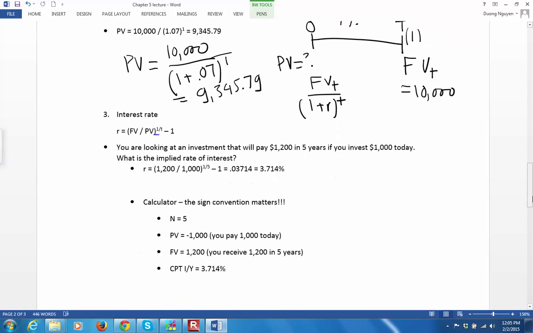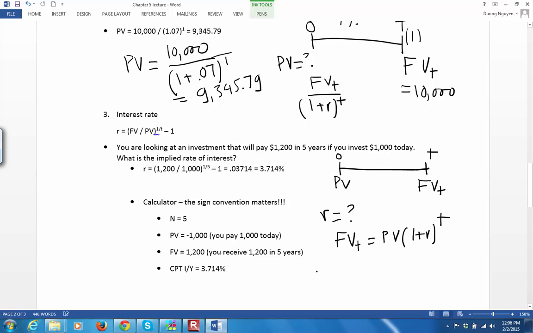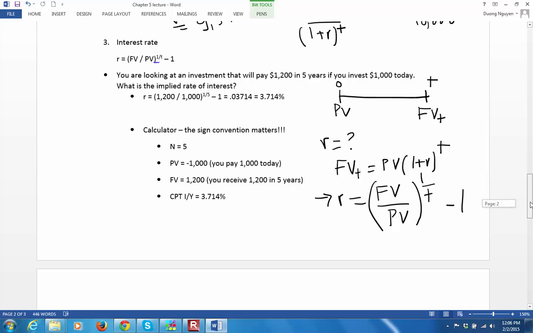Now, after that, if you are given present value and you are given future value, the question is, how do you calculate the interest rate? From the formula we have before, future value equal to present value times 1 plus the interest rate raised to the power time, you can easily get the interest rate equal to the future value divided by the present value raised to the power 1 over time, and minus 1, the whole thing minus 1. So that is the formula to get the interest rate.